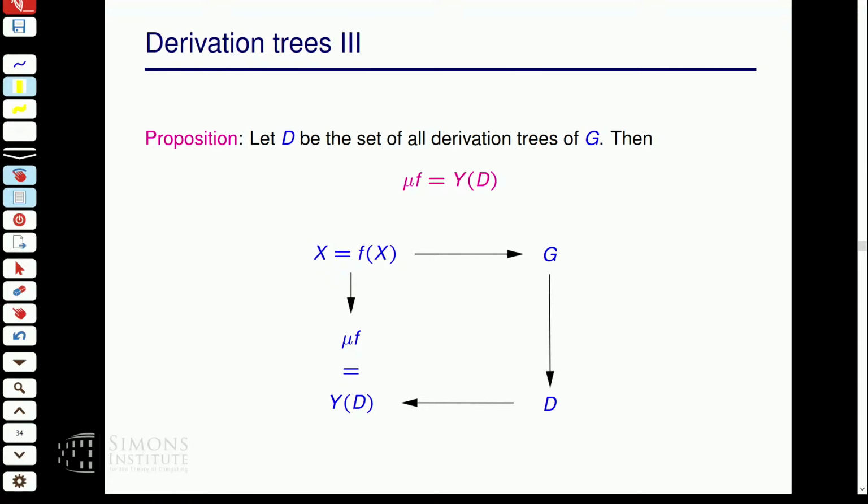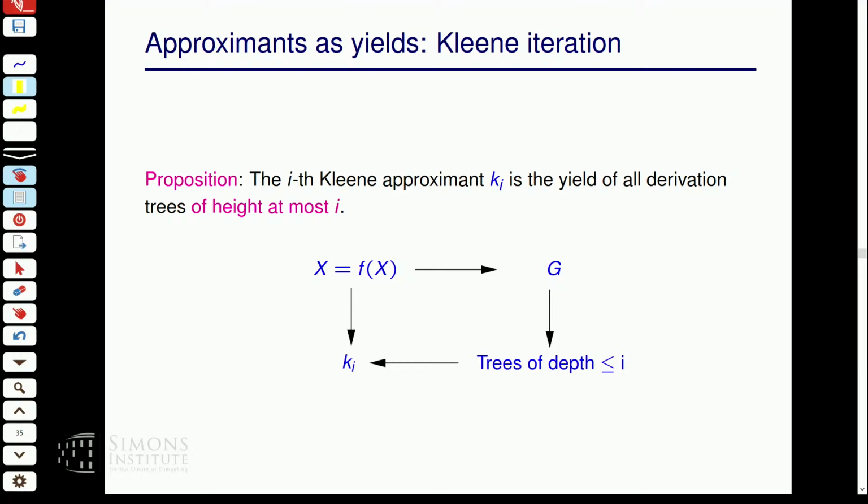I can try to look at this method as capturing the yield of more and more trees. OK? And the question is, which are the trees that the approximation method is capturing? So in the case of Kleene approximation, it's again also very easy to show that it amounts to capturing trees according to, actually height, I should put height here, sorry, according to height, okay? So the idea is that the first Kleene approximant will be the yield of all trees of height one, and then height two, and then height three, I should say at most one, at most two, at most three, and so on, right?